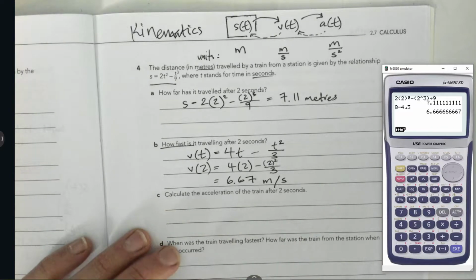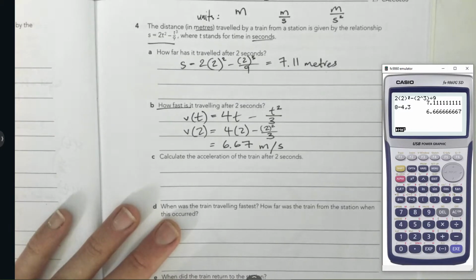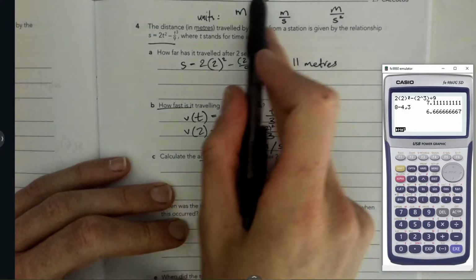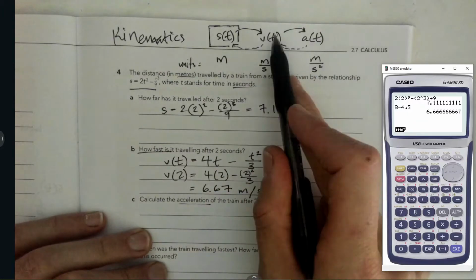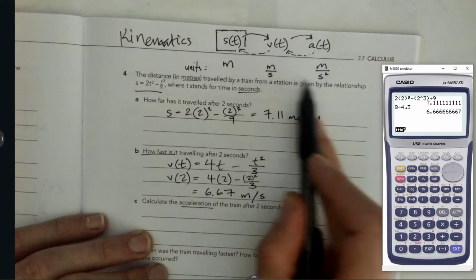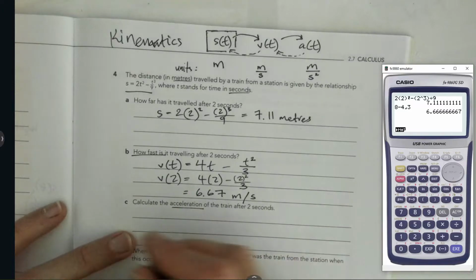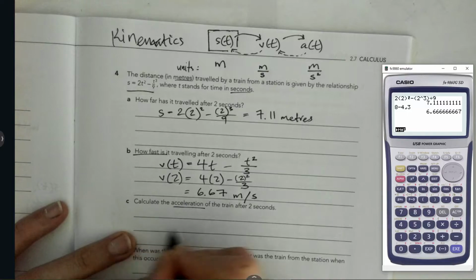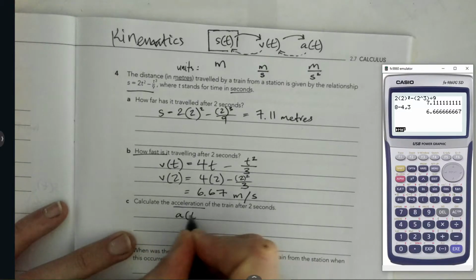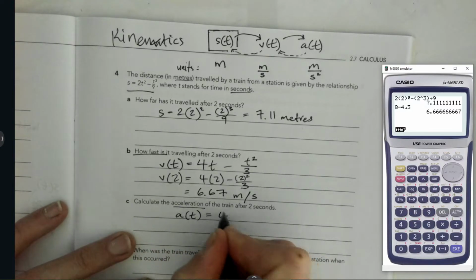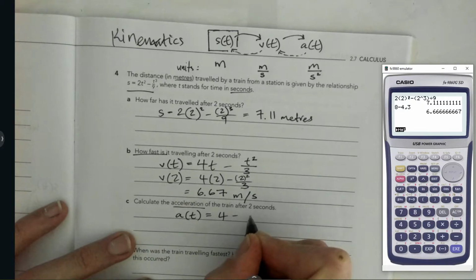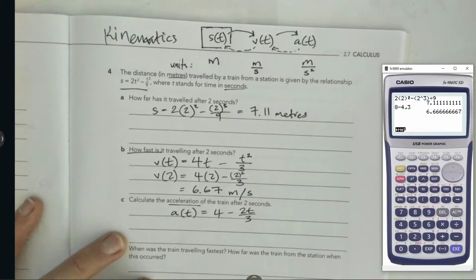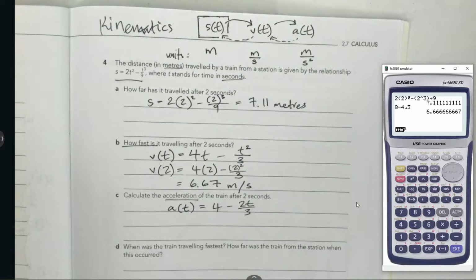Calculate the acceleration of the train after 2 seconds. Acceleration. Remember, we had to differentiate to get to velocity, then we'll differentiate again to get to acceleration, and that will be our units there. Okay, cool. Let's differentiate this one here. And that will give us a of t. That's going to be 4 minus 2t over 3. That's going to be our acceleration.